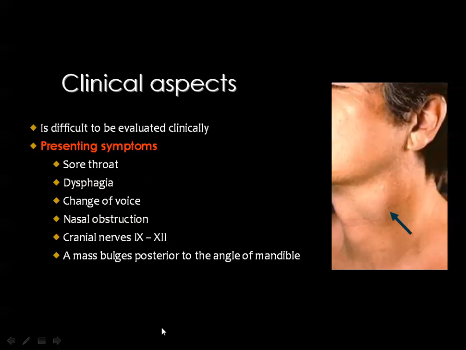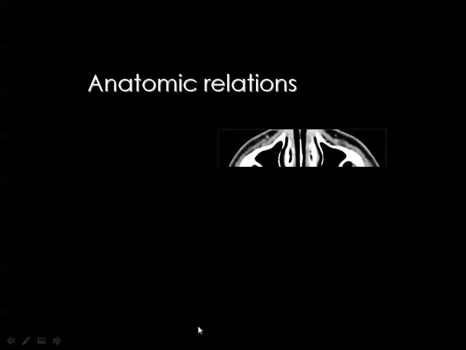And if there is a lesion in the region of the parapharyngeal space, this lesion is usually difficult to be evaluated clinically. The presentations are vague and do not point to a specific pathology. These are some of the symptoms like sore throat, dysphagia, a change in the voice, nasal obstruction, cranial nerve palsies, and sometimes you can see a mass bulging posterior to the angle of the mandible like this picture.